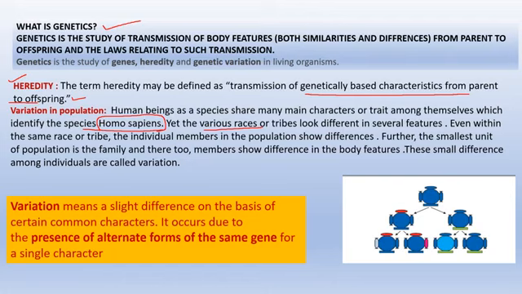Further, the smallest unit of population is the family, right? Even in the family you can make out that there are differences among the parents and even among the siblings. These small differences among individuals are called variations. So variation means a slight difference on the basis of their common characters. Now why is this variation there? This variation is there because of the alternate forms of the same genes for a single character. We are going to deal with this in detail further.